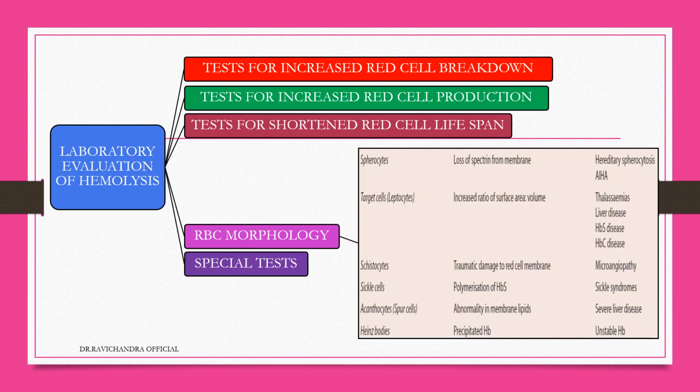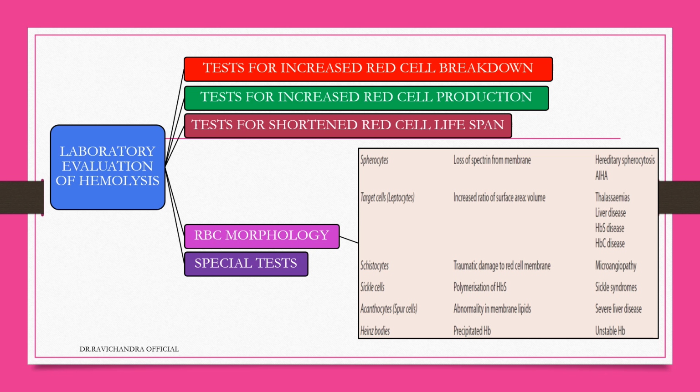Coming to the RBC morphology, when you check the peripheral smear, if you observe spherocytes, which is because of the loss of spectrin from the membrane, you can diagnose it as hereditary spherocytosis or autoimmune hemolytic anemia. So spherocytes are seen in hereditary spherocytosis and autoimmune hemolytic anemias. Target cells are leptocytes, which are because of the increased ratio of surface area to volume, and presence of target cells can be seen in thalassemias, liver disease, hemoglobin C disease, and hemoglobin S disease.